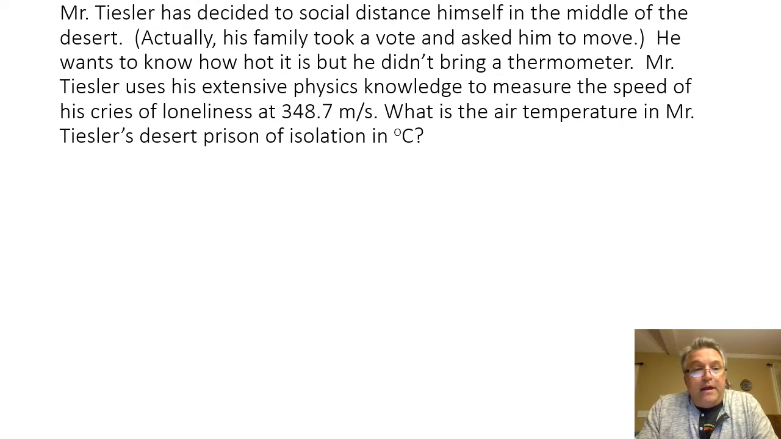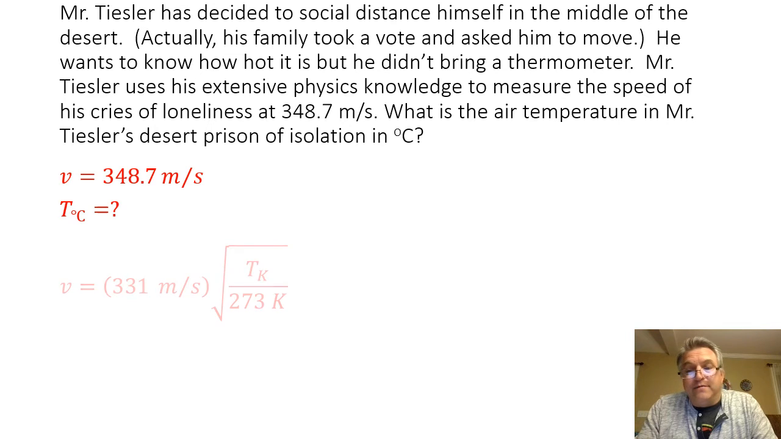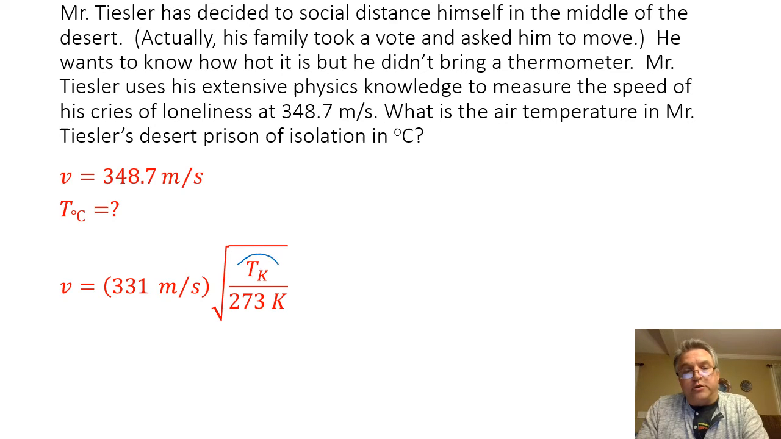You know that. What are we given in this problem? Well, we're given that Mr. Tiesler is a sad and lonely individual, and we're also given the velocity of the sound waves, and that is 348.7 meters per second. We are looking for the air temperature in degrees Celsius. So I know I'm going to want to use my velocity of sound in air formula, and I am going to solve it for the temperature.